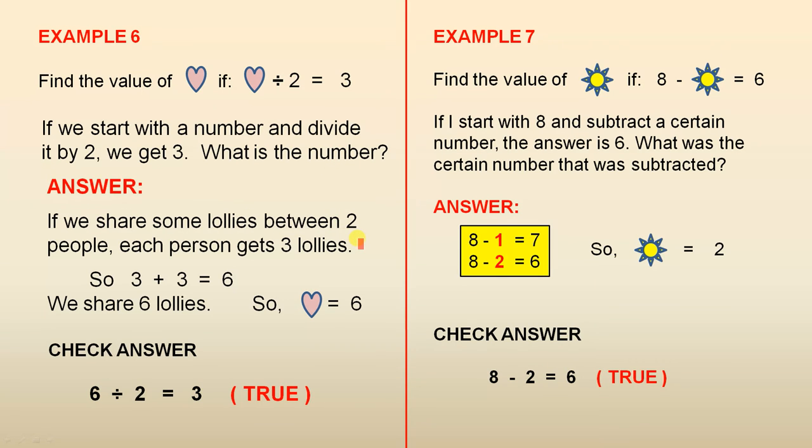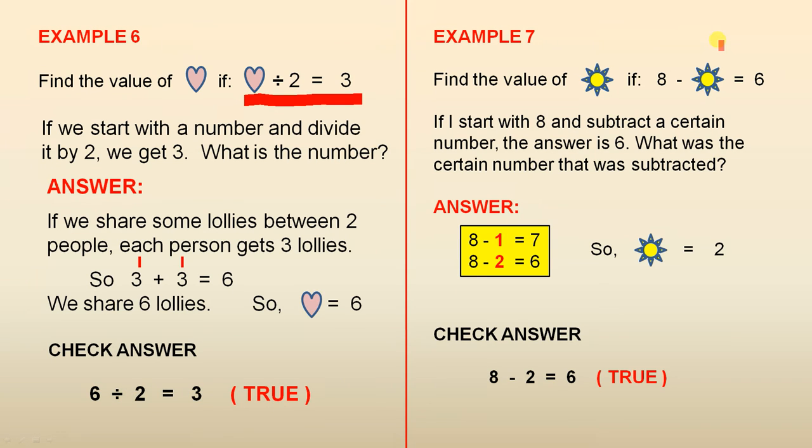If we share some lollies between 2 people, each person gets 3 lollies. So basically that's what this is saying to us. If we share some lollies, let's say the heart represents the total number of lollies, between 2 people, each person gets 3 lollies. So if each person gets 3 lollies, and there are 2 people, 3 plus 3 equals 6. So we share 6 lollies, so the heart equals 6. 6 divided by 2 gives us 3, and that's true.